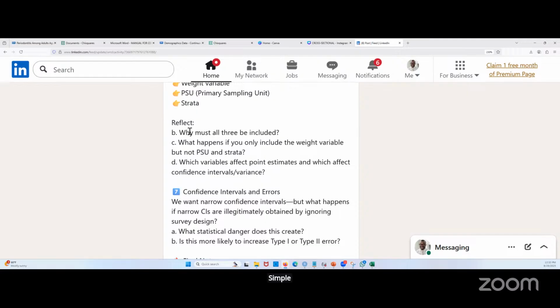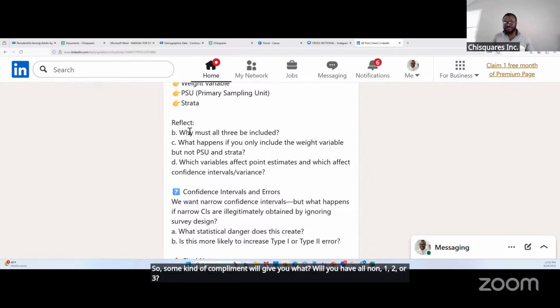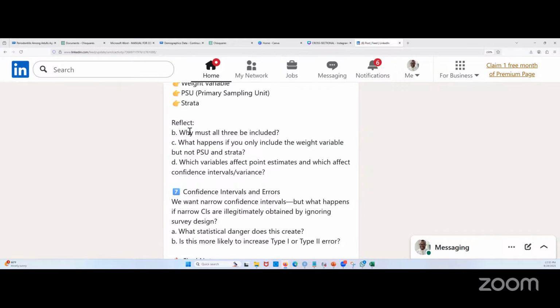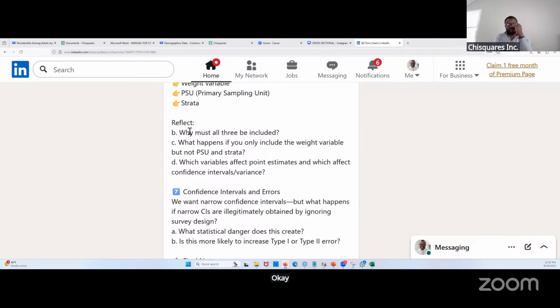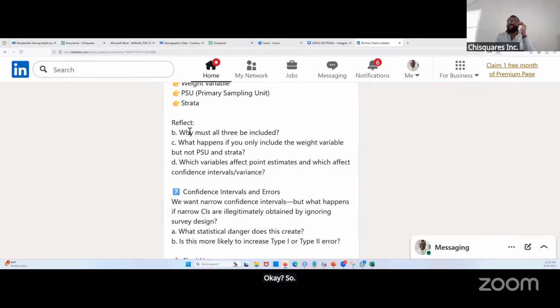Simple random sampling. So census sampling will give you what? Will you have all, none, one, two, or three? If the sample isn't supposed to be representative of the population due to the sampling method used. Okay. In SRS, we don't have all three. Okay. So simple random sample, right?